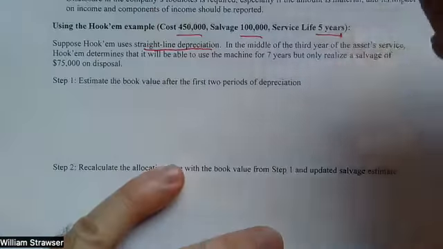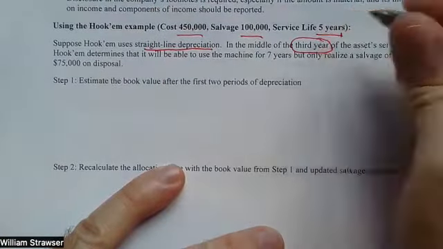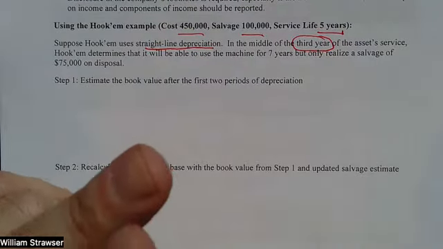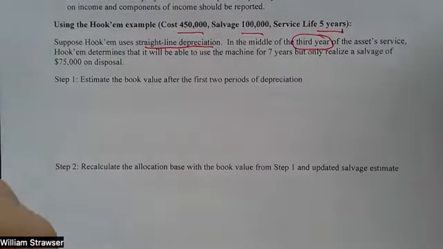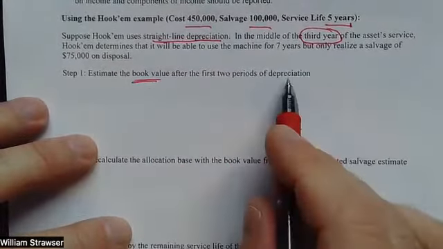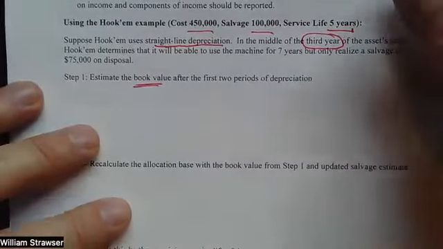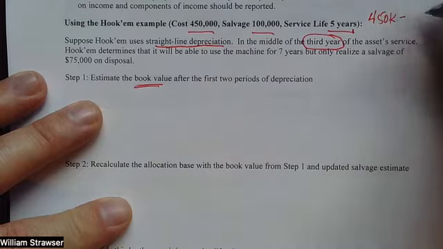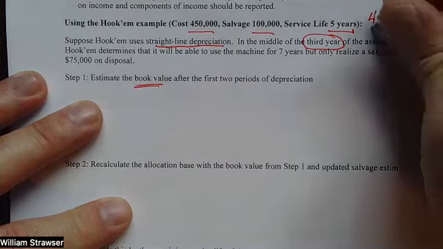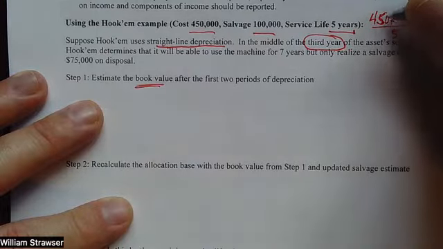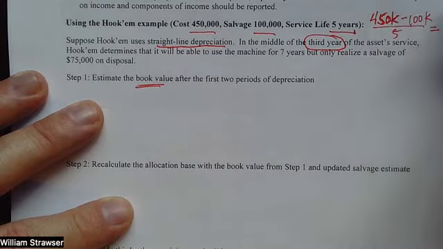If we're using straight line, we're in the middle of the third year, so we've already recognized the first and second years of depreciation. Therefore, my first step is, what is my book value after the first 2 periods of depreciation? With straight line, pretty simple, $450,000 cost less the salvage of $100,000 divided by the useful life of 5 years tells me that I'm going to recognize $70,000 of depreciation expense per year.